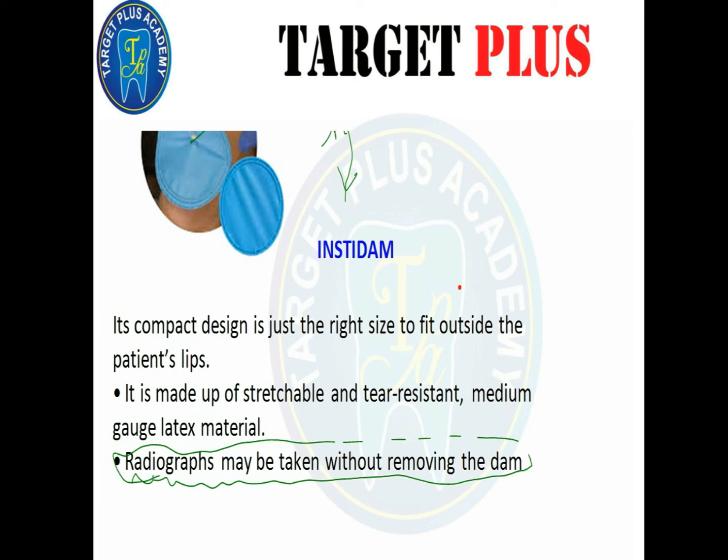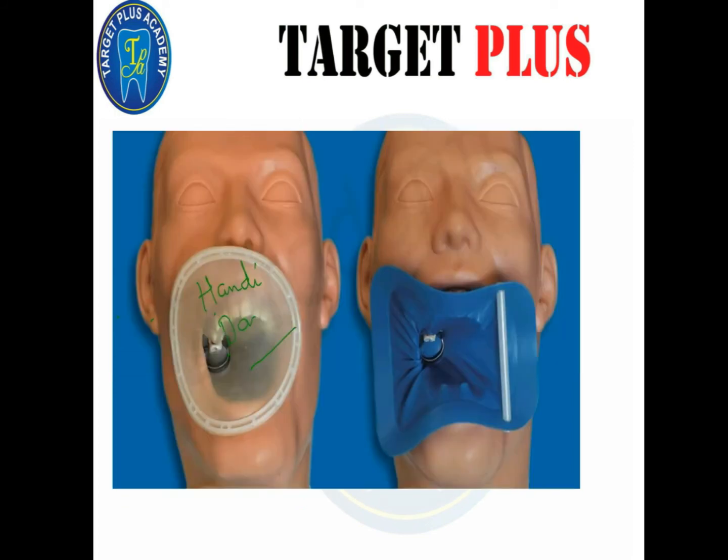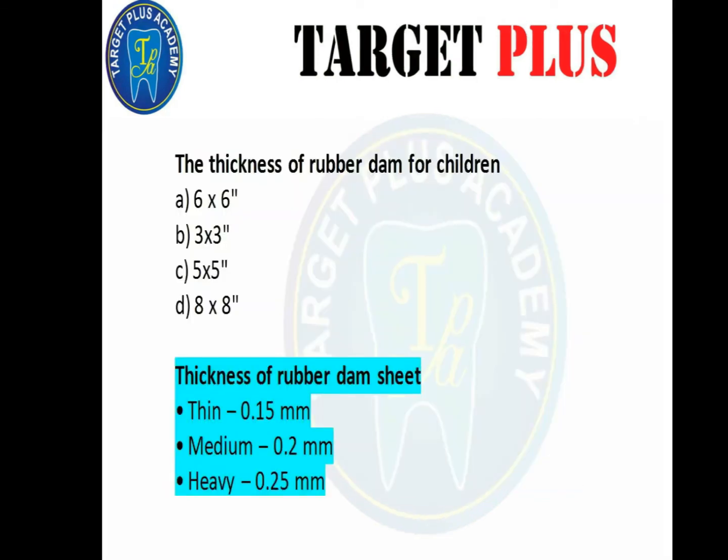Next comes the handy dam. It is a pre-framed rubber dam that eliminates the need for a traditional frame. So this is the handy dam. Discussing the MCQ with you. The size of rubber dam for children is 5 into 5 inches, and 6 into 6 inches is for adults. So your answer will be 5 into 5 inches.